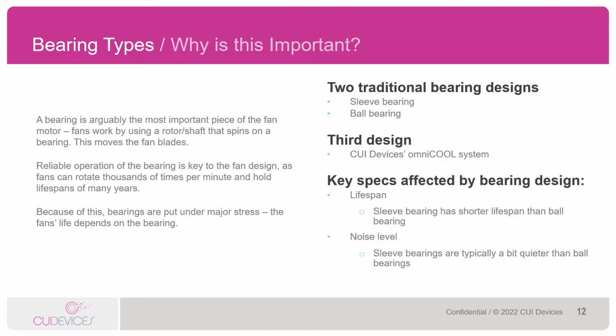The key specifications that are affected by fan bearing design are the lifespan of the fan and the noise level of the fan. In general, sleeve bearings have shorter lifespans than ball bearings. However, sleeve bearings are also typically a bit quieter than their ball bearing counterparts. Let's now have a look at the bearing types in a bit more detail.